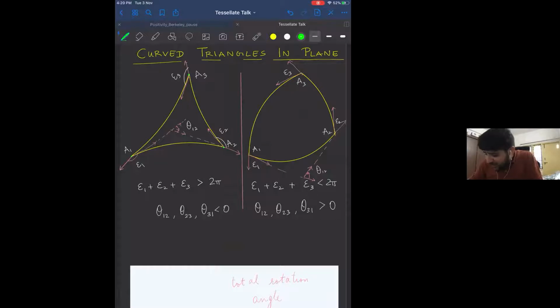So clearly, if I label the exterior angles as epsilon1 or E1, E2, E3, then it's apparent that for this triangle on the left, the exterior angles seem to be bigger than that of a regular triangle, right? Because for a regular triangle, sorry, I should not erase that. For a regular triangle, you would actually connect these 2 points by a straight line, and then at both ends, you see that the exterior angle here seems to be bigger. So you would actually expect that the sum of exterior angles for this sort of curved triangle is actually bigger than 2 pi.